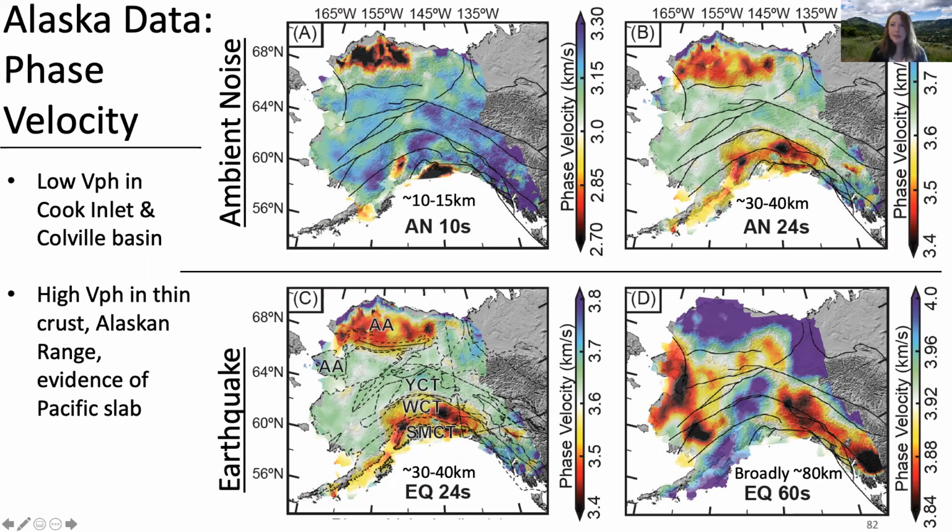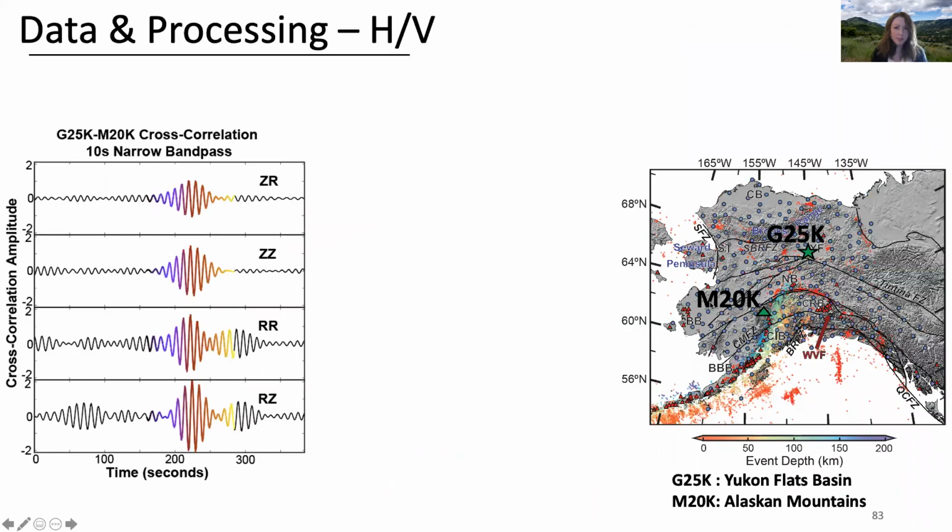At 60 seconds period, we can clearly see the downgoing Pacific slab as this very fast section and possibly cold cratonic mantle to the north. Our particle motion and HRV data are similar to what we did before, but it's critical to look at the waveforms and ensure everything is as expected.